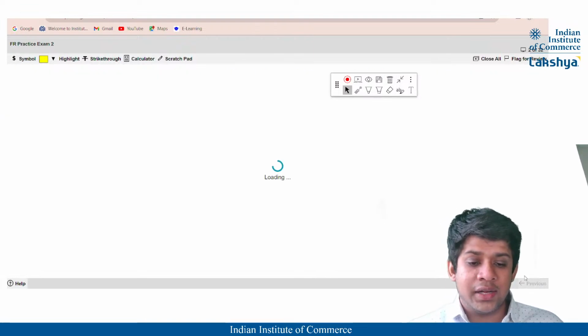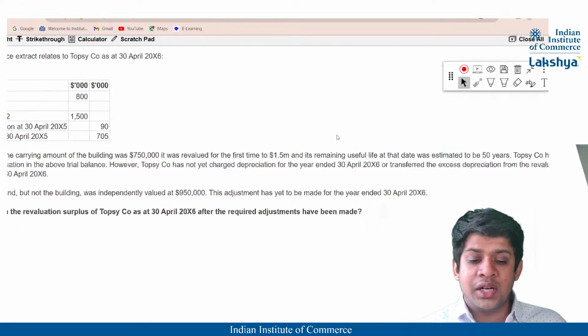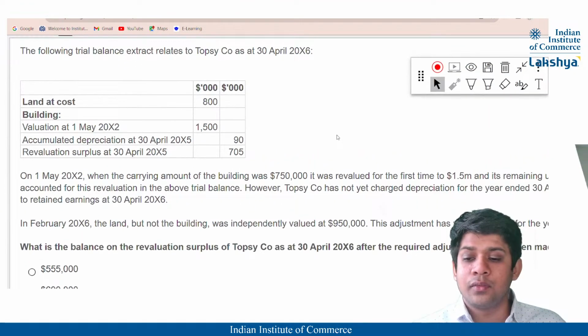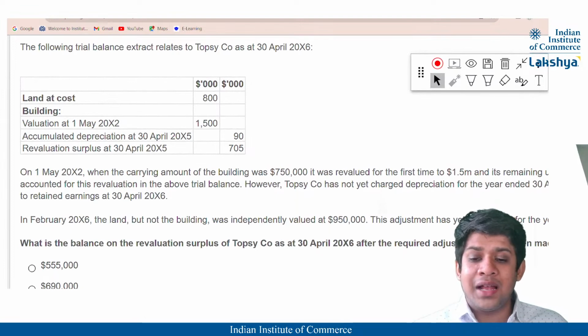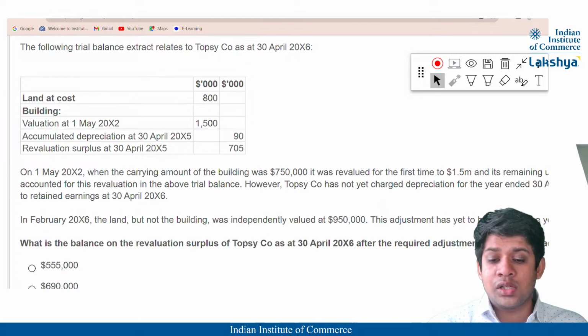Okay, I'll click on next. Let us read through the scenario first. The following trial balance extracts relate to Topsy Company as at 30th April 2016, wherein there is land at cost at 30th April 2016. The cost of the land is 800.